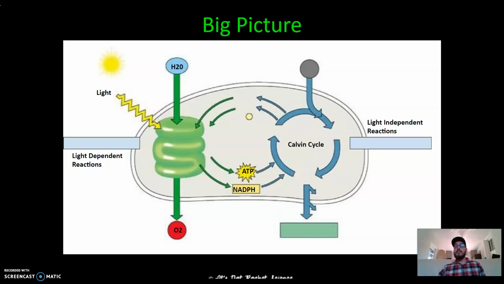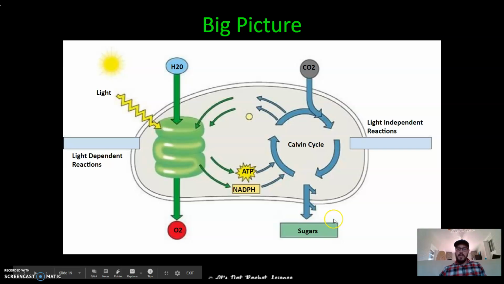Now let's go to the inputs of the Calvin cycle. You can see an input is ATP. You can see an input is NADPH. And you can see an input is CO2. What's our ultimate output? What's the goal of all of photosynthesis? It's to make sugar. That's an output of the Calvin cycle. Another output is ADP and NADP+.